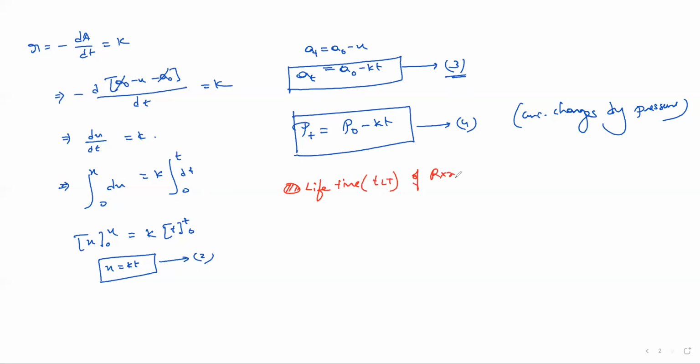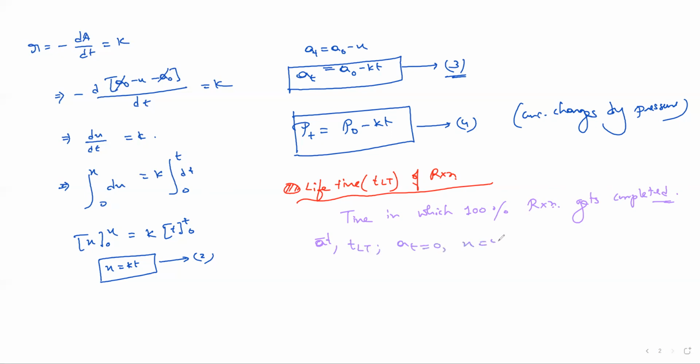Next, we are dealing with lifetime of reaction. Now what is lifetime of reaction? Time in which 100% of the reaction gets completed. That means at TLT, lifetime, the reaction is already completed. So AT value equals to 0, X equals to A naught. Just put the value. So can I write 0 equals to A naught minus K TLT in this particular equation? So from here, TLT equals to A naught by K, equation number 4.